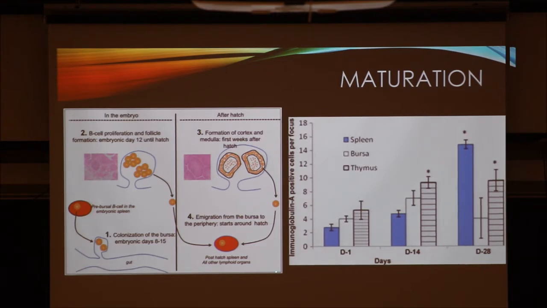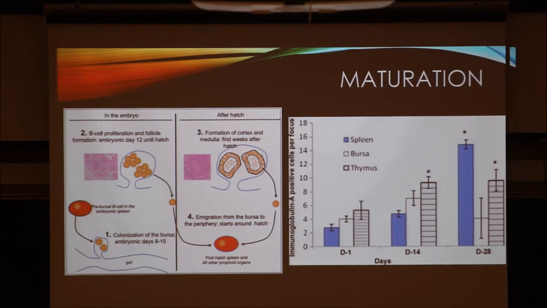So if you look at the graph on the right, on the y-axis we have immunoglobulin A positive cells per focus, and on the x-axis it's number of days. So from day 1 to day 14, the white bar, which is the bursa of Fabricius, increases in its number of immunoglobulin A positive cells. But then by day 28, after 2 weeks, it is decreasing because at 2 weeks, it reaches its full size and then it begins to shrink.